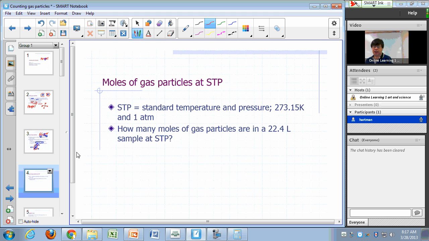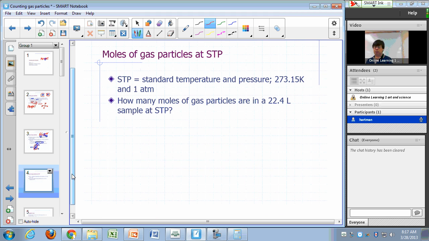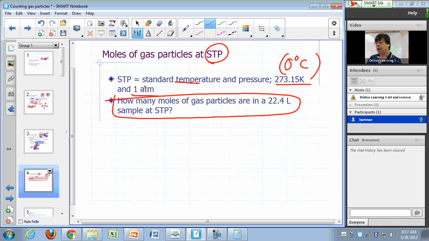So let's illustrate that with a problem. Sample problem here. STP, standard temperature and pressure, an abbreviation you need to be familiar with, refers to 1 atmosphere and 273.15 Kelvin. So 273.15 Kelvin is 0 degrees Celsius. What would be the number of moles of gas particles present in a 22.4 liter sample at STP? I want to solve for moles, so n equals PV over RT.